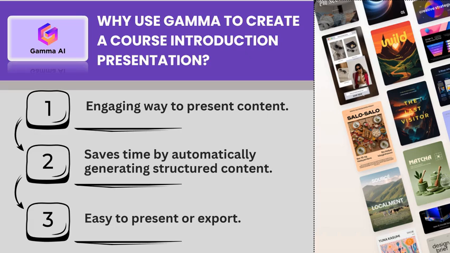Instead of handing out a static document, you can turn your syllabus into a dynamic, engaging presentation. With just a simple upload, Gamma automatically generates a well-structured slide deck that highlights your course policies, grading, and key expectations. And when it's ready, you can present directly from the Gamma platform or export it to PowerPoint, Google Slides, or PDF, whatever works best for your classroom setup.